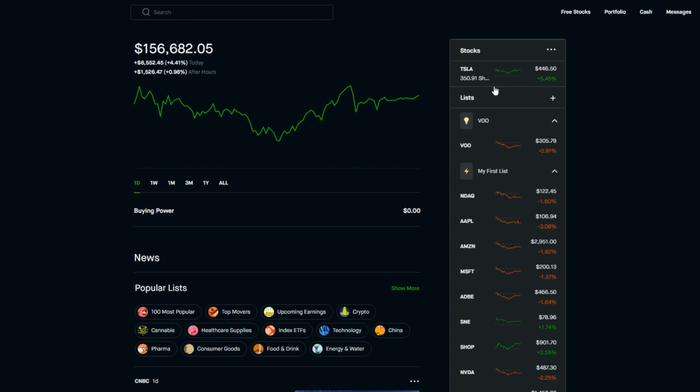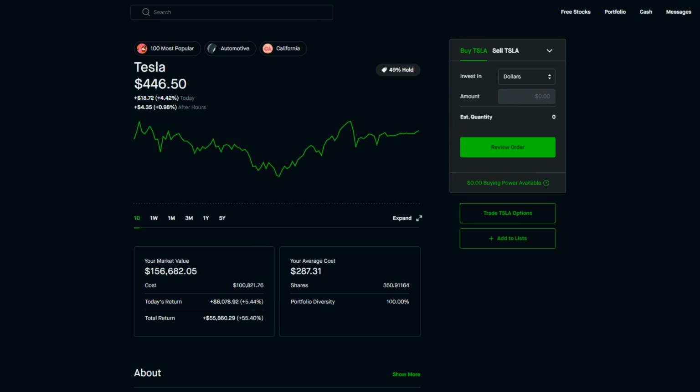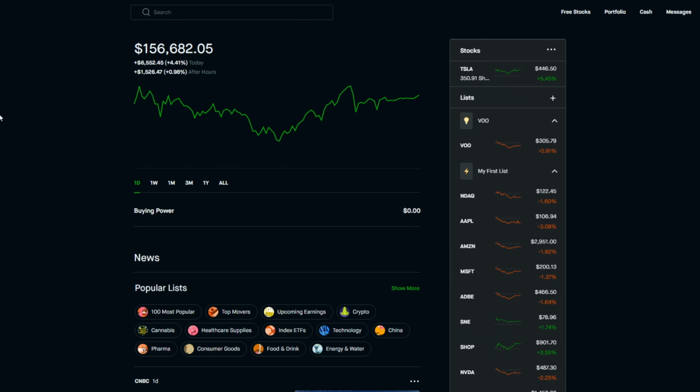So anyways, let's go ahead and address the gains for today for Tesla stock. As you can see, this takes up 100% of my position. I currently own 350.91164 shares, and my cost basis is $100,821.76. And for today's return, we are currently at plus 5.44%. That's plus $8,078.92. And for the total return, I'm at plus 55.40%, and that is plus $55,860.29. So 100% of the portfolio, and we actually have some pretty solid gains so far. So I'm really satisfied with my Tesla position. At this point in time, all I'm worried about is just adding more to that position, trying to get some cash here and there and put it into Tesla stock.